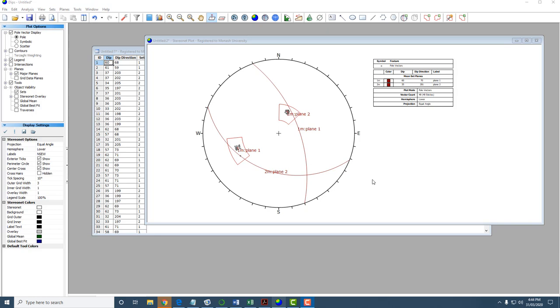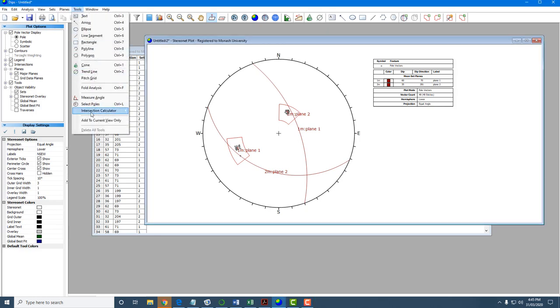So our next question is to find the line of intersection of these two joint planes. So from your lecture, you may recall that the intersecting point of two great circles denote the line of intersection of two planes. Now the way we can calculate this is we could go to Tools, Intersection Calculator, Line from Two Planes, because we are inputting two planes and we want to find the line of intersection.